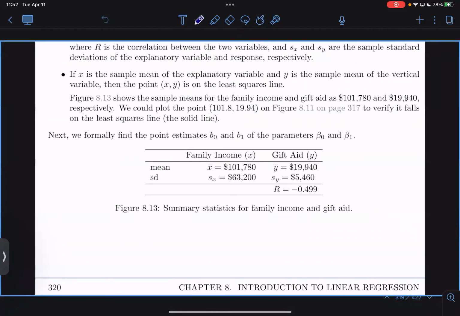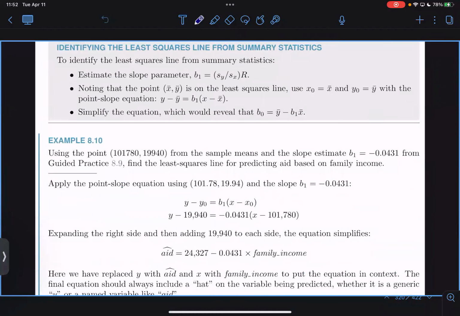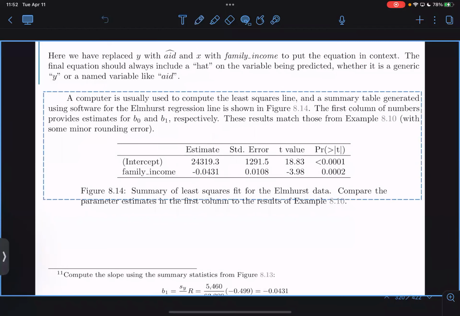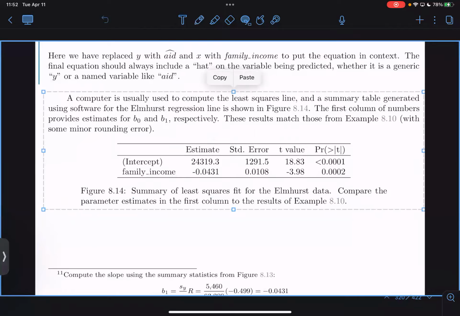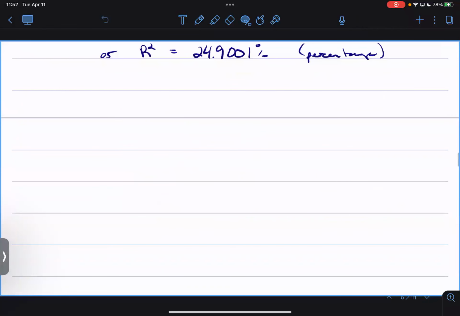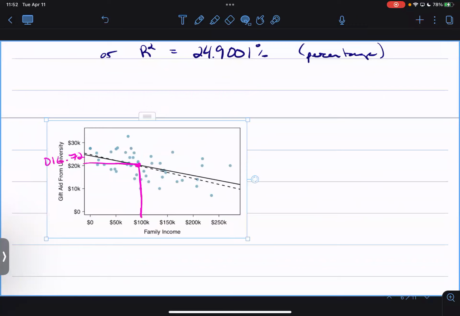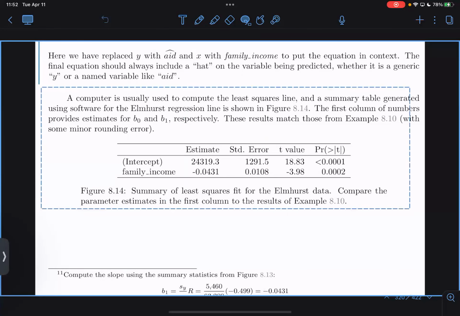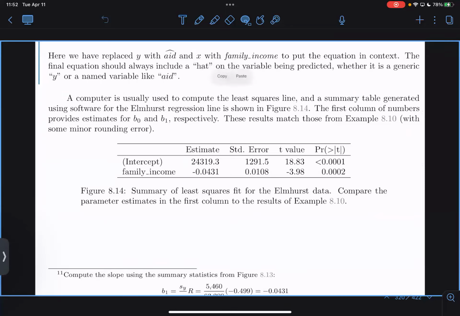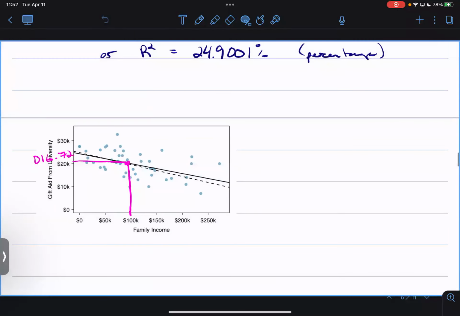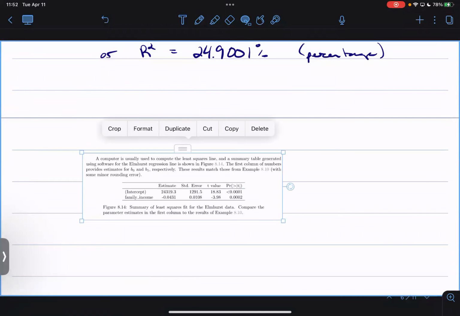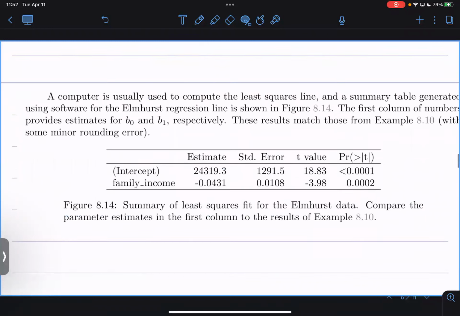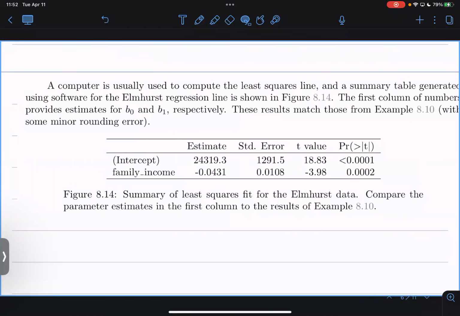I think it's important for you guys to see some output. Okay. I copied it. Paste. Okay. So regression output looks like this.